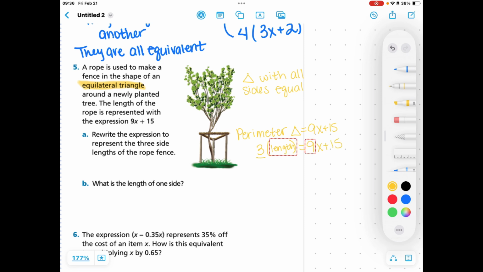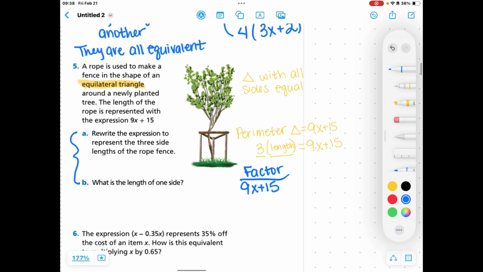There's 3 sides of a triangle. Each will have the same length. That length will equal 9x plus 15. All right, so from here, there are a couple different ways to do this. I'm going to probably show you the best way to answer both of the questions at the same time, and that's by factoring. Now, we want to factor 9x plus 15.